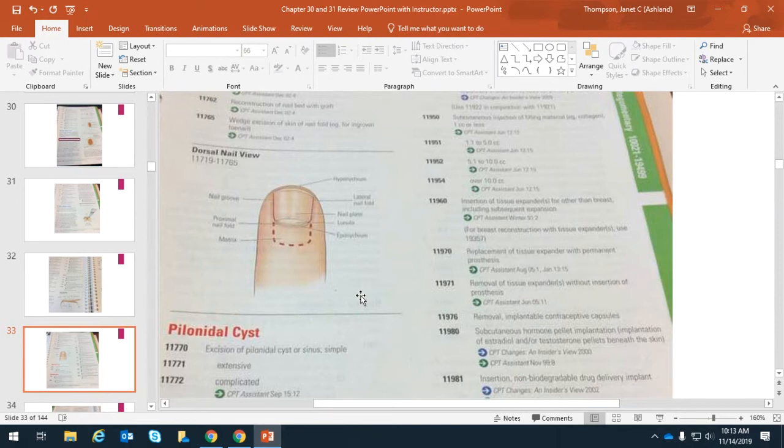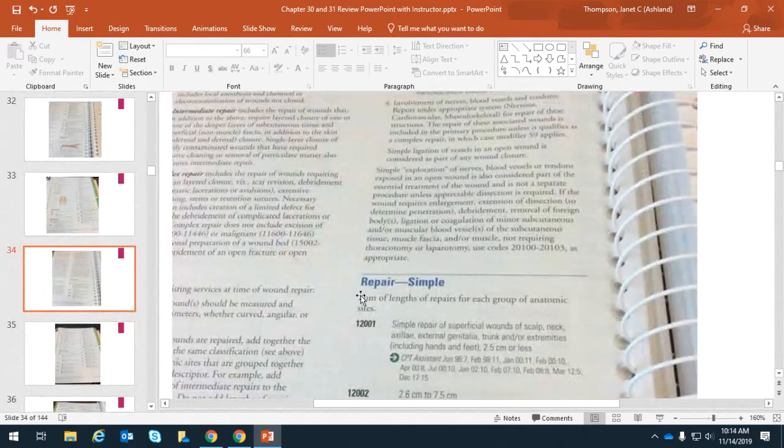So when you go over to your next page, starting with code 11770, you have the excision of the pilonidal cyst, where it's simple, extensive, or complicated. If you were working in this area, you would have a good understanding of the procedures and what would make them extensive or complicated. When we code these scenarios, it's going to specify for us, so we don't have to do this guesswork.